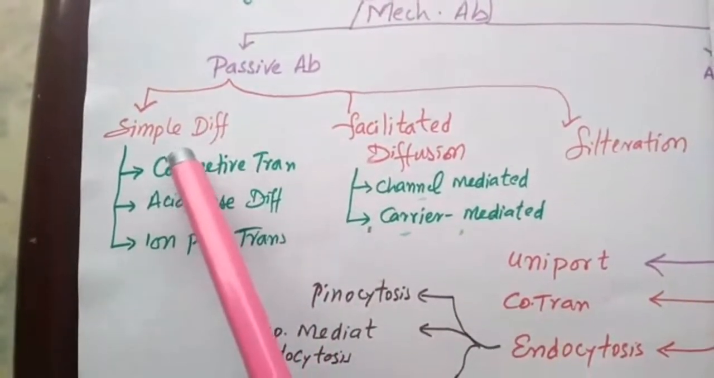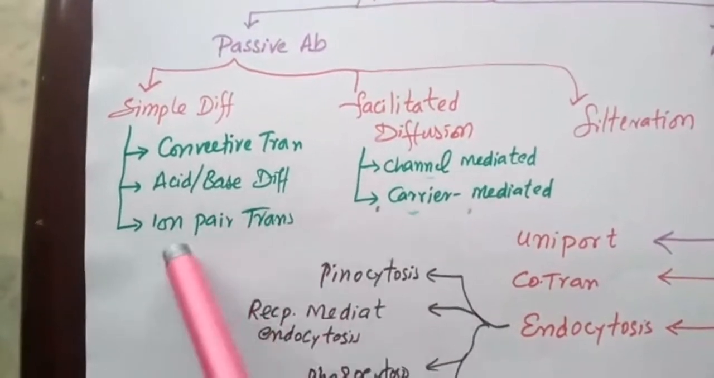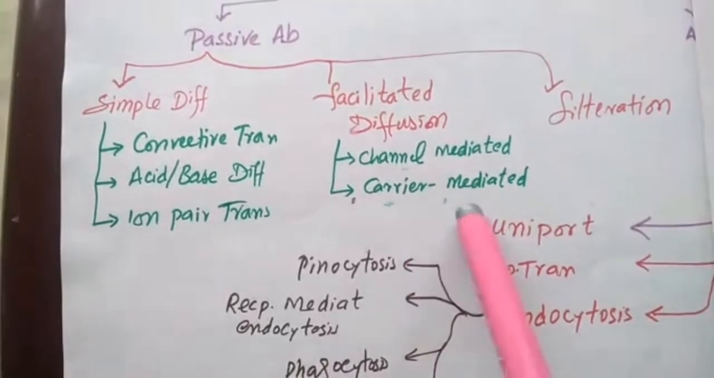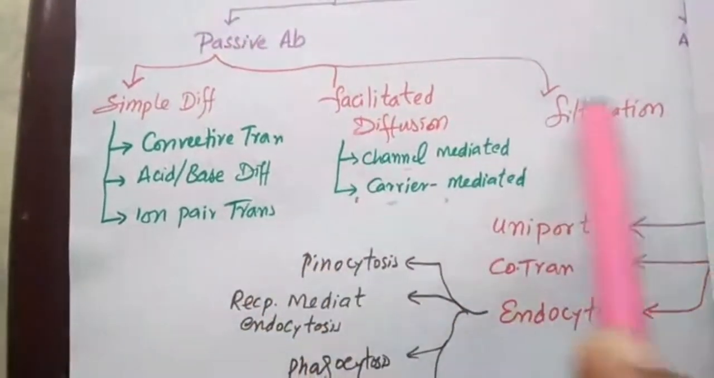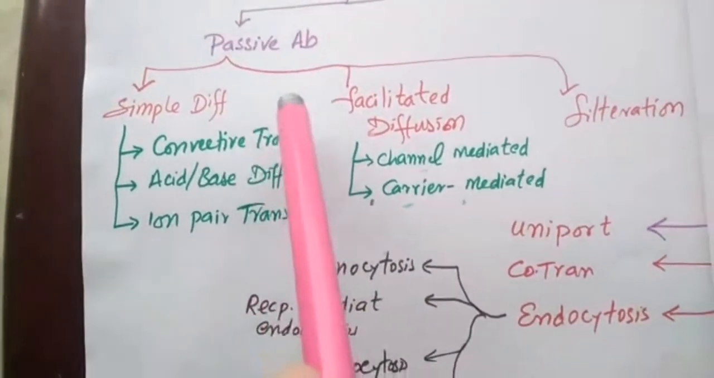Facilitated diffusion. Before discussing facilitated diffusion, recall the classification of mechanisms of absorption: passive absorption and active absorption. Passive is divided into simple diffusion. Simple diffusion includes convective transport, acid-base diffusion, and ion pair. Facilitated diffusion is channel mediated, carrier mediated, and filtration. All these are the mechanisms for passive absorption.